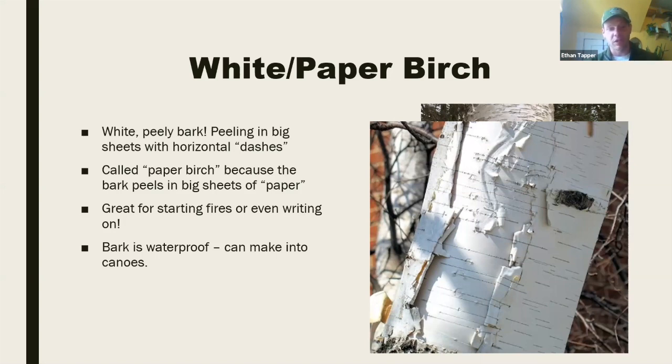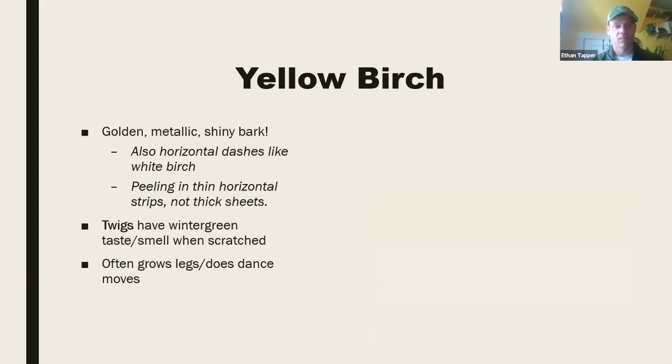The bark is also really good for starting fires. If you guys have ever started campfires, it makes an amazing fire starter. And it's waterproof. So native people used to use it for all different kinds of things, including making birch bark canoes. So white or paper birch, focus on that white peely bark and you'll get there.